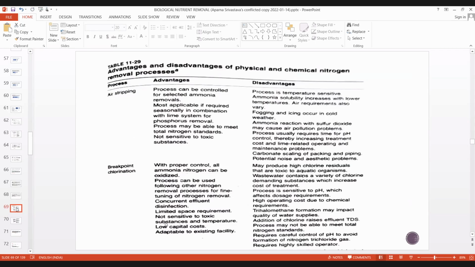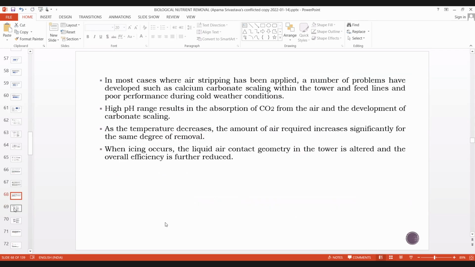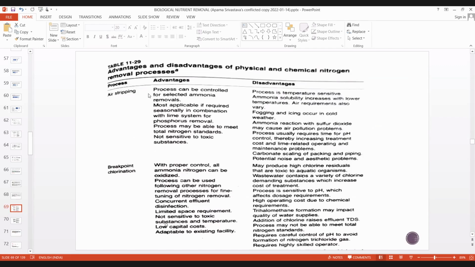So we discussed only one process, air stripping. What are the advantages and disadvantages? Let us discuss again one time. In air stripping, this process can be controlled for selected ammonia removal. Why? Because you are able to control the pH, you are able to control the contact time, you are able to control the depth of the tower, you are able to control the flow rate.